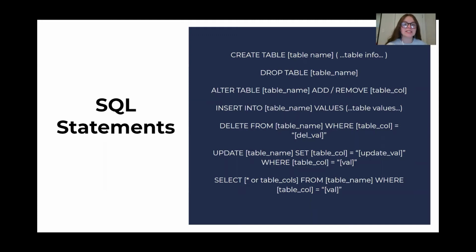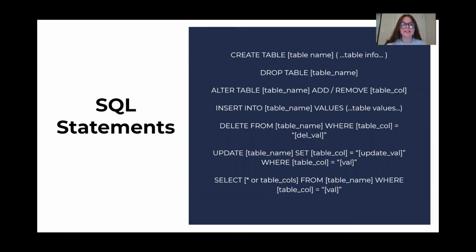And then you can delete rows from the table by doing delete from car where color equals blue. So you can delete all those instances of the rows where the color of the car is blue. And then you can update a row by doing update car set color equals purple where model equals Civic. So you can make all the cars that have a model of a Civic into purple cars.